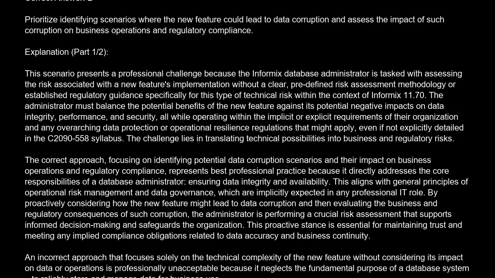The correct answer is D. Prioritize identifying scenarios where the new feature could lead to data corruption, and assess the impact of such corruption on business operations and regulatory compliance.